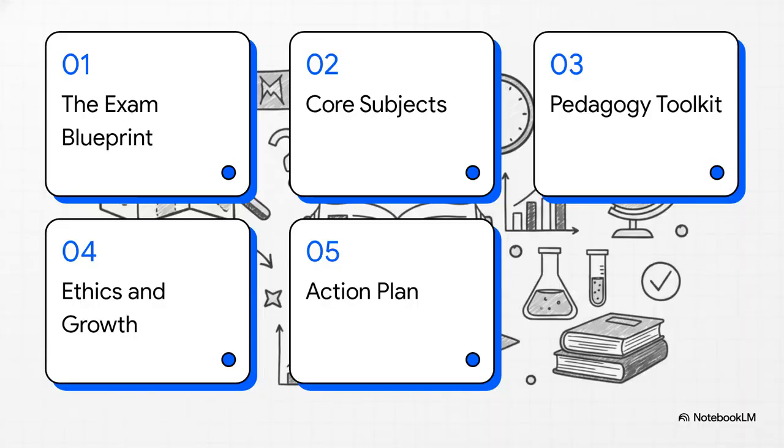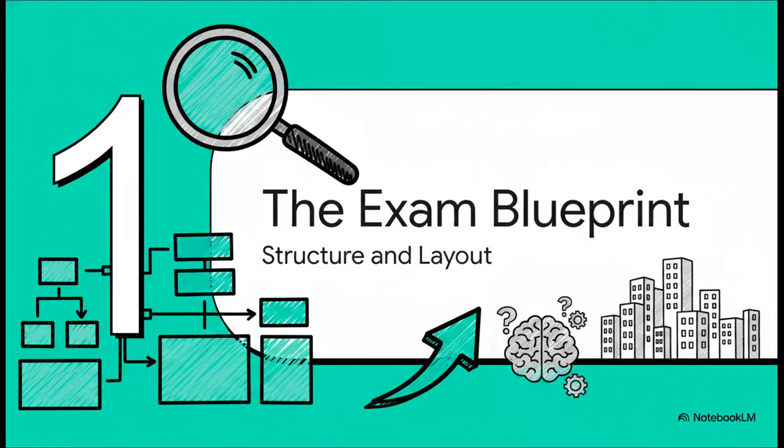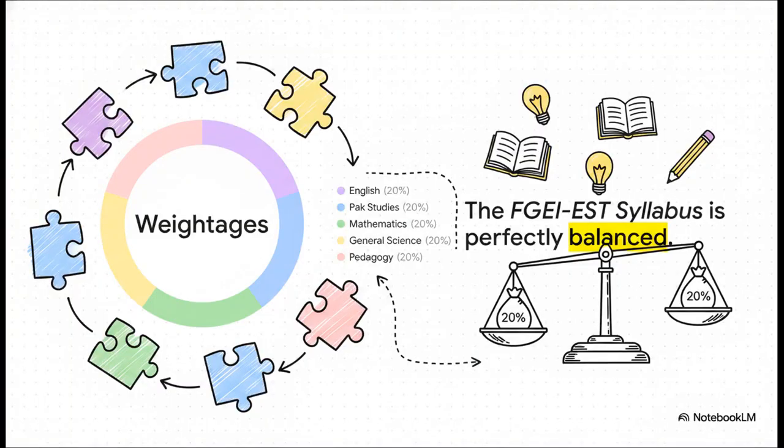So here is the game plan for today. We're going to hit the exam blueprint, do a course subject breakdown, open up the pedagogy toolkit, talk about teacher ethics and growth, and finally, wrap it all up with your study action plan. First up, Section 1, the exam blueprint. Let's just zoom out for a second and look at the macro structure of this test, because honestly, understanding the layout is half the battle.